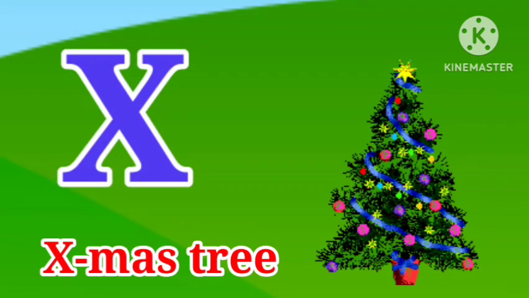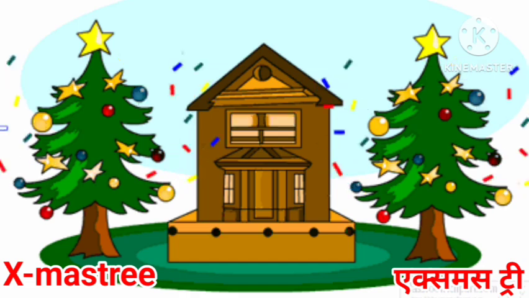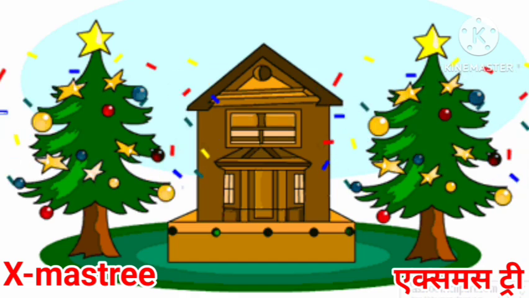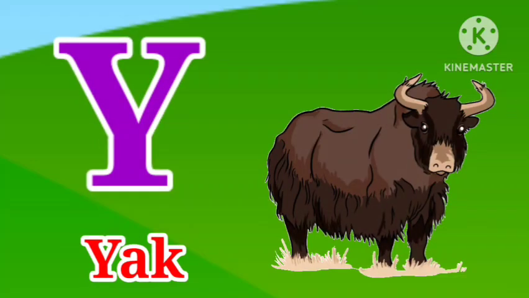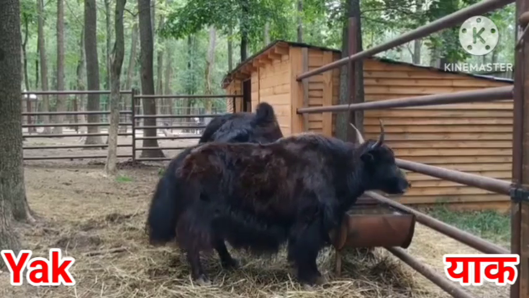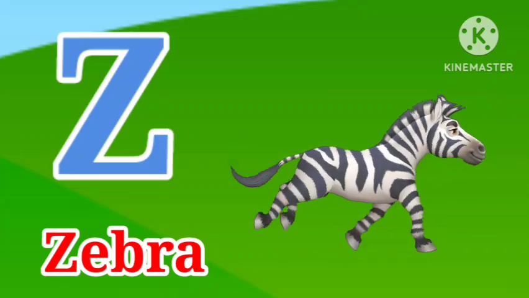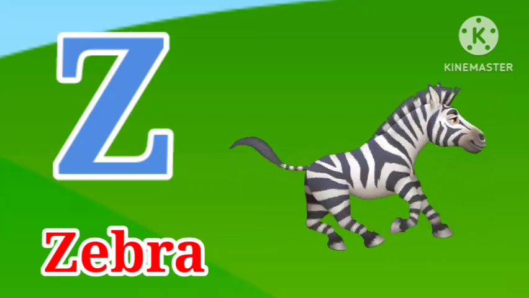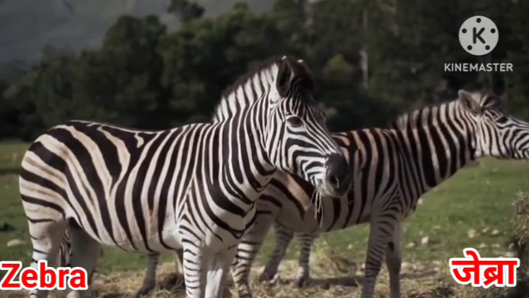X for Xmas tree. X for Xmas tree. Xmas tree means Xmas tree. Y for yak. Y for yak. Yak means yak. Z for zebra. Z for zebra. Zebra means zebra.